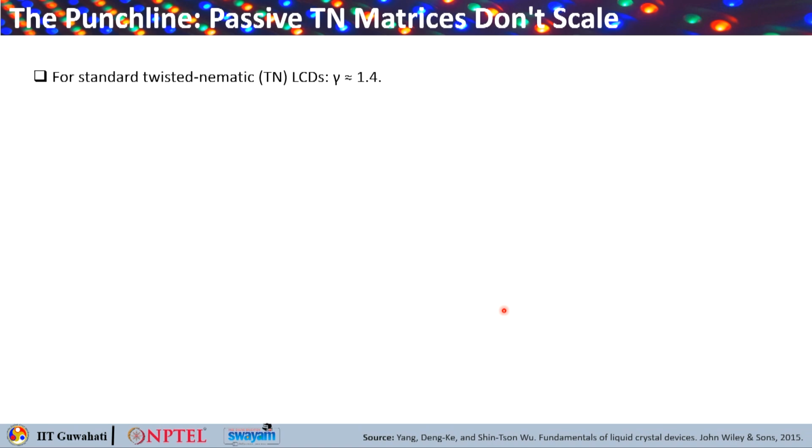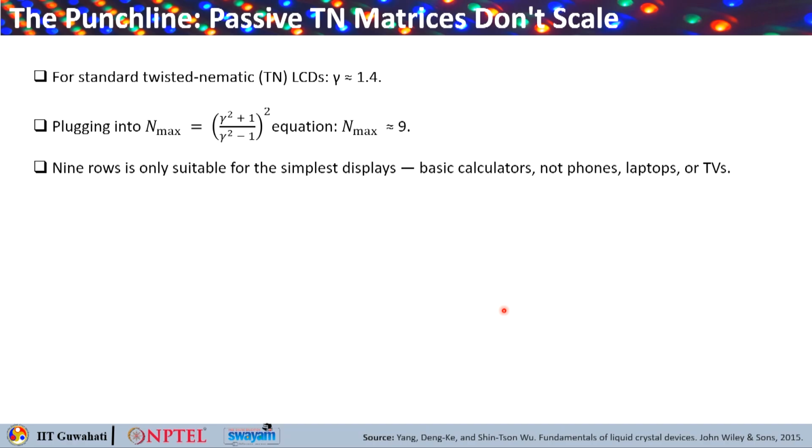So for a standard twisted nematic liquid crystal display, gamma is actually 1.4. So if you plug in that value of 1.4 into this n max equation, which is (gamma square plus 1 divided by gamma square minus 1) whole square, you get n max to be equal to 9. That means 9 rows is only suitable for the simplest display, something like the basic calculators. But you will not be able to take it for phones or laptops or TVs. So twisted nematic can be used for LCDs, can be used for calculators.